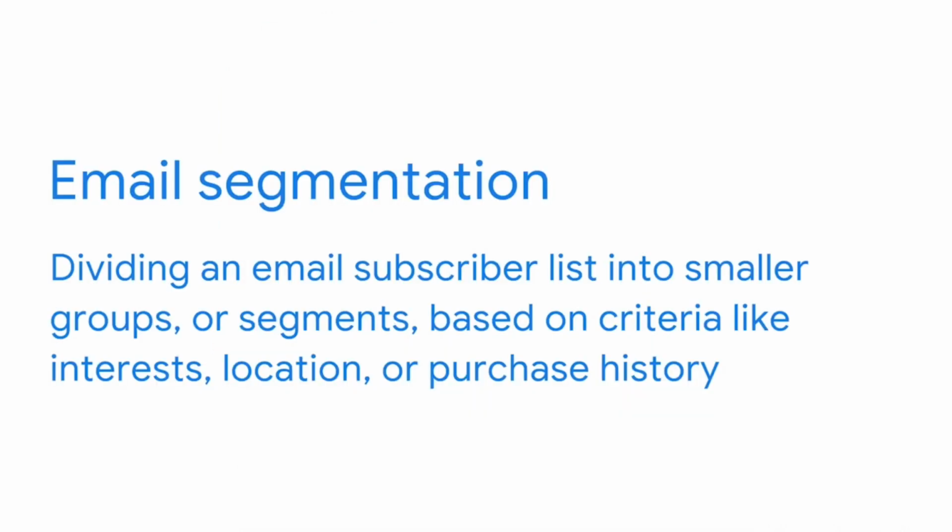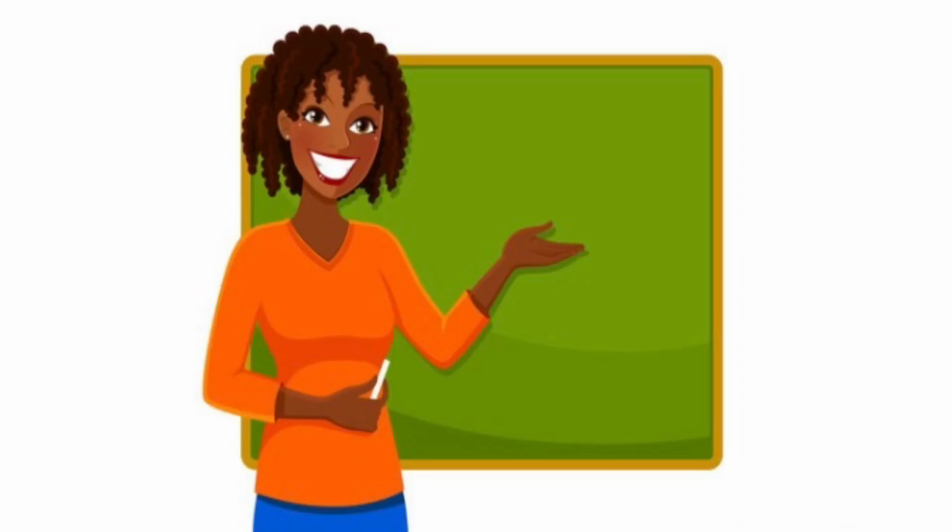First, segmentation. Email segmentation is the practice of dividing an email subscriber list into smaller groups or segments based on criteria like interest, location, or purchase history. It allows brands to customize emails for different groups and send subscribers content that's relevant to them.